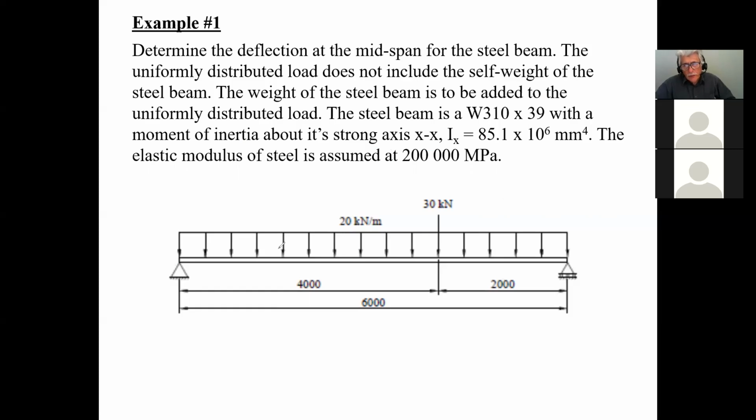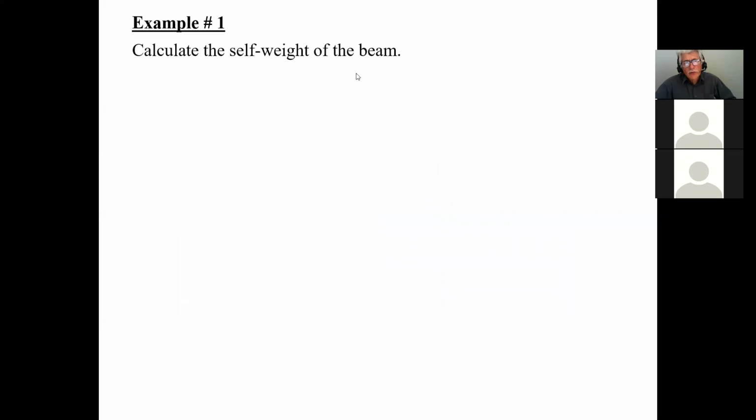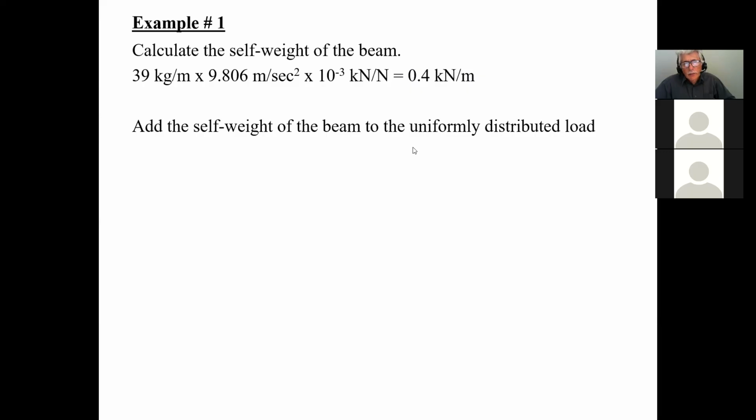So basically, if I want to calculate the deflection for this problem here, okay, so like I said, what I need to do is calculate the self-weight of the beam. And I know that it's 39 kilograms per meter, and if I multiply by the force of gravity, and of course I have to divide by 1,000 to get into kilonewtons, that's going to give me the actual force per unit length of the beam. So this ends up being 0.4 kilonewtons per meter. And of course, adding the self-weight to the beam, I end up getting 20.4. So that would be the total uniformly distributed load across the beam, okay?